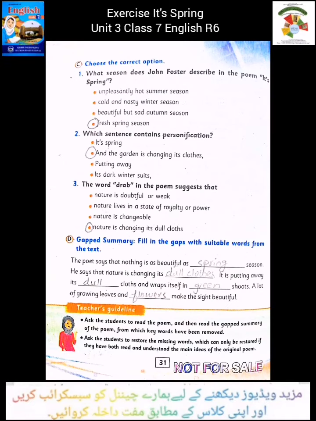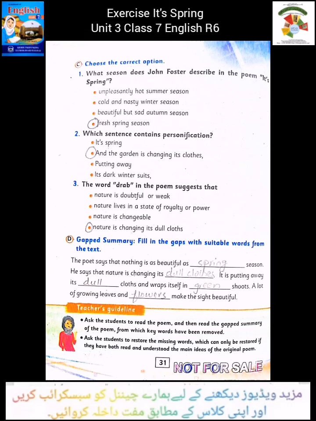Choose the correct option. First one is, what season does John Foster describe in the poem It's Spring? So it is the fresh spring season. He was describing the whole scenario of a spring season. Which sentence contains personification? As we have already learned about personification, the correct answer is, the garden is changing its clothes. As you can see here, a human quality is being described in this sentence. The word drab in the poem suggests that nature is changing its dull clothes. We have already discussed the meaning of drab, that it means dull and light colored. So the last option is the correct one.